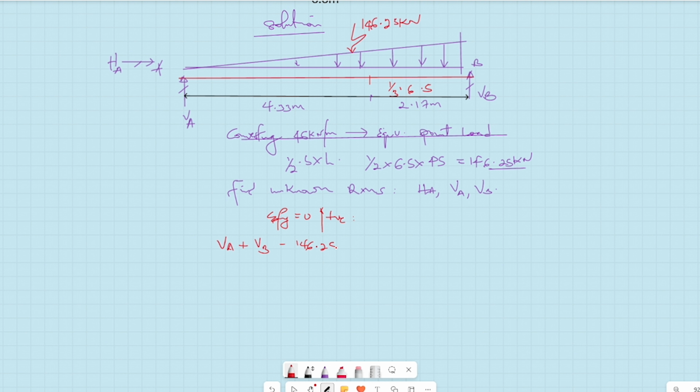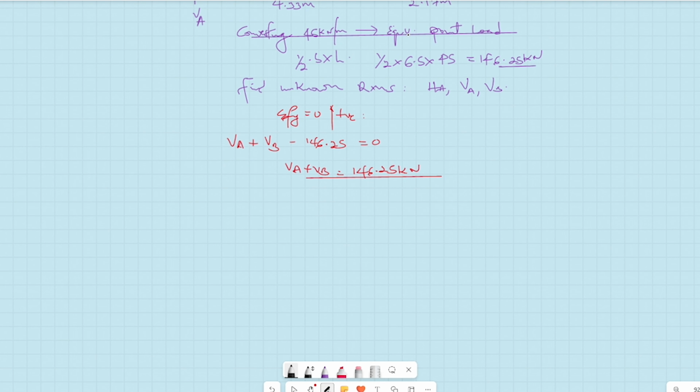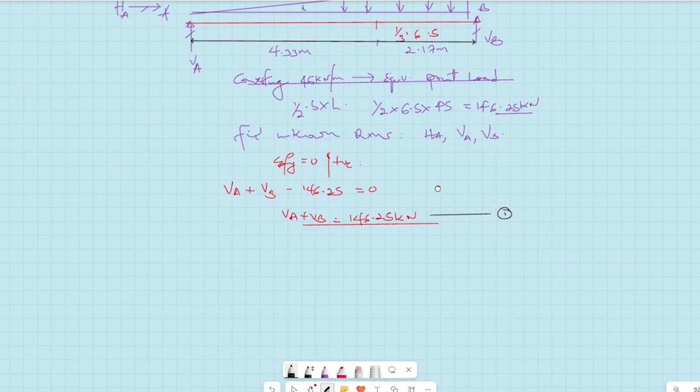they should equal 0. So when you do this, VA plus VB is equal to 146.25 kilonewtons. So we have two unknowns here. How are we going to go about that? Let's take moments about B. From there, we should be able to get one of these reactions, then substitute it back into, let's call this one, equation 1. So when you say summation of moments about B is equal to 0, clockwise positive.